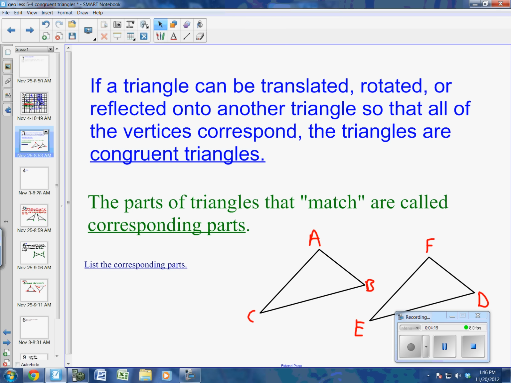I want you to write this down in your notes. If a triangle can be translated, rotated, or reflected onto another triangle so that all the vertices correspond, the triangles are congruent triangles. Okay? In other words, if you can put one triangle up on top of the other and they match up just perfect, then these triangles are congruent triangles. The parts of triangles that match are called corresponding parts.